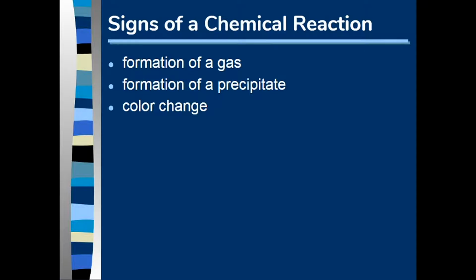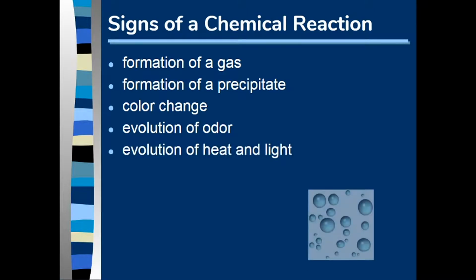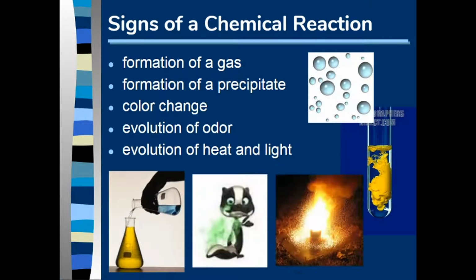So one of the ways that we can see color change is by using an indicator. In other reactions, the substances themselves change colors. It's not the indicator changing color, but in fact, as some substances get formed or as they decompose, they might change color as well. Certainly smell. And lastly, evolution of heat and light. So when we see flame. So those are our 5 signs of chemical change.